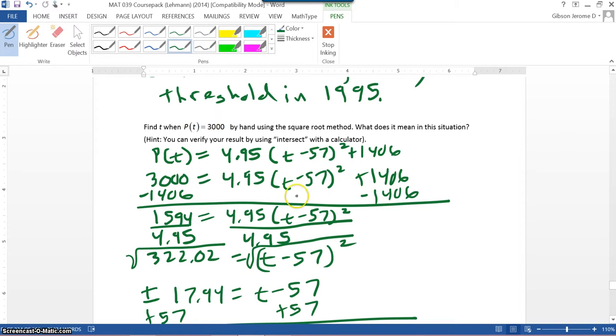Then we would need to subtract 1,406 on both sides, which would give us 1,594. And then we would divide each side by 4.95. Now we will round this. This would give us 322.02, and would leave us (t minus 57) squared. We would take the square root of both sides, and that would leave us plus or minus 17.94.